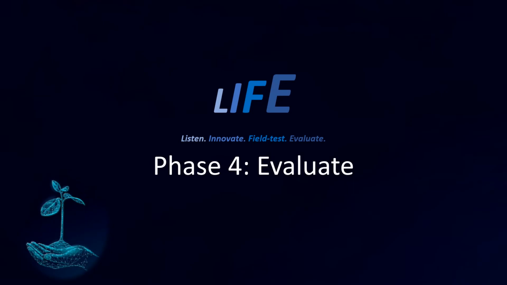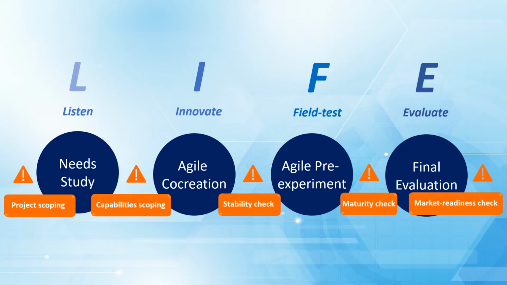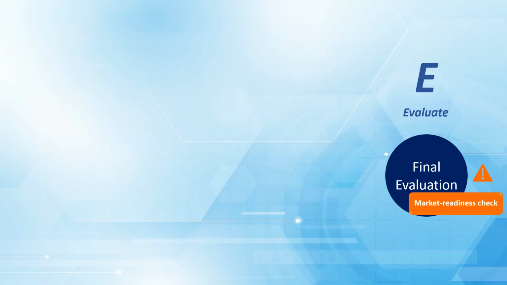This video is an introduction to the fourth and final phase of the LIFE methodology, evaluate. The LIFE methodology for agile co-creation of robotic solutions for older adults consists of 4 phases: listen, innovate, field test, and evaluate. In this video, we look into the final evaluation and the latest check of this method, the market readiness check.